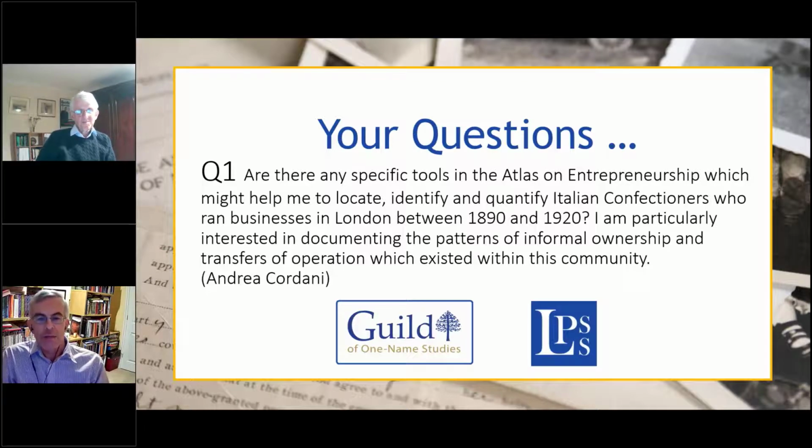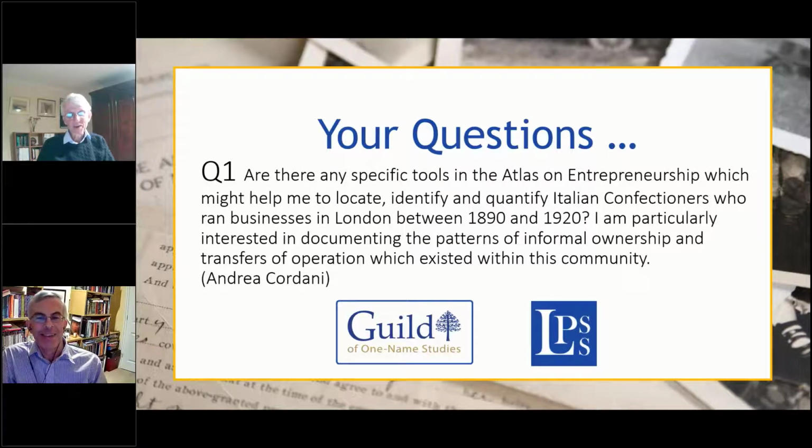It says, are there any specific tools in the Atlas on Entrepreneurship which might help me to locate, identify and quantify Italian confectioners who ran businesses in London between 1890 and 1920? I'm particularly interested in documenting the patterns of informal ownership and transfer of operations which existed within this community. And that's asked by Andrea Cordani, whose name seems to suggest why his interest might be in this matter.